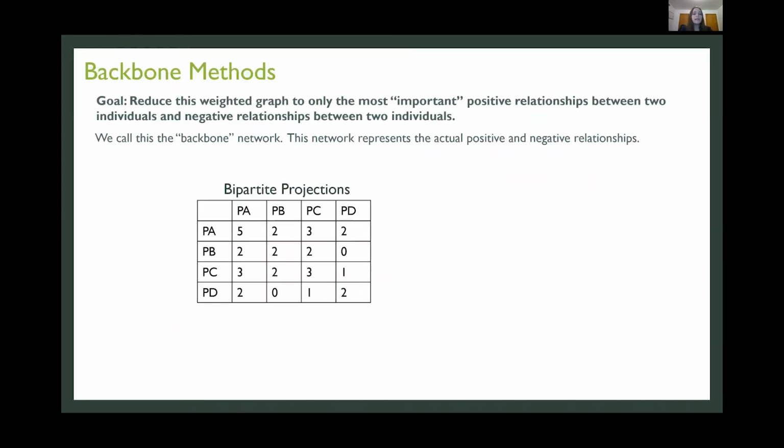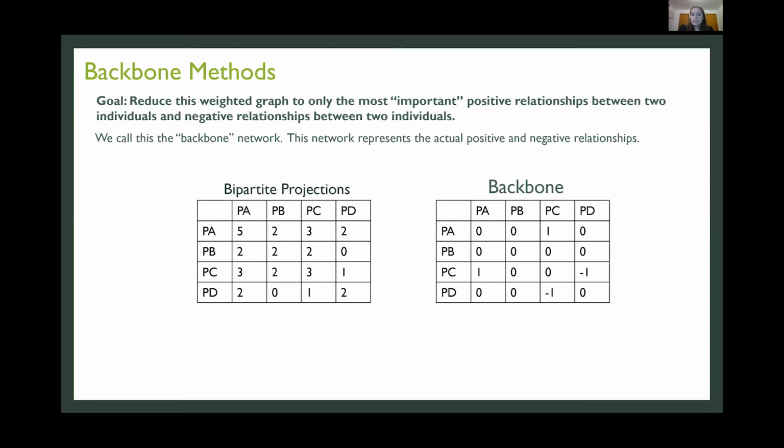So our goal is to take this weighted graph, which can be difficult to analyze and very difficult to visualize if there's a lot of vertices. And we want to reduce it to only the most important positive and negative relationships. And we're going to call this our backbone network. The backbone network should represent the actual relationships that are going on. So we've inferred this weighted graph using basically third-party data, and we want to reduce it to know the actual network that's happening behind the scenes.